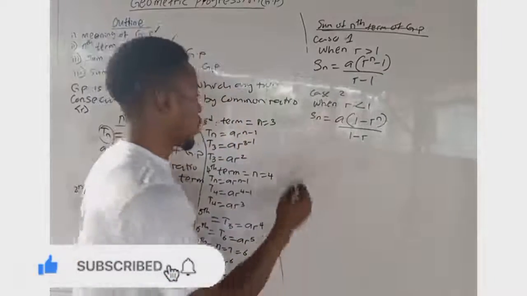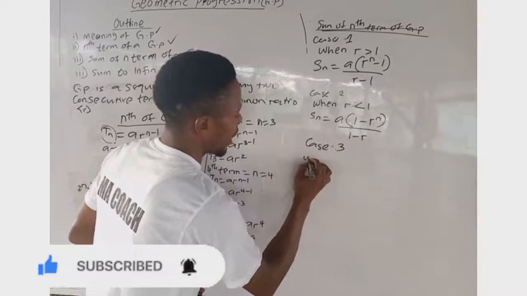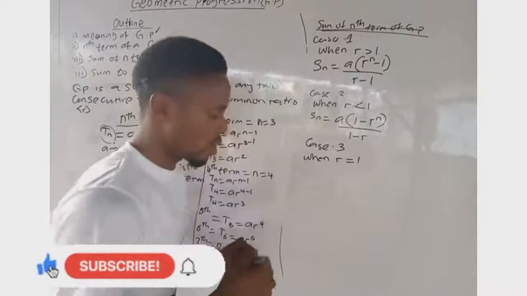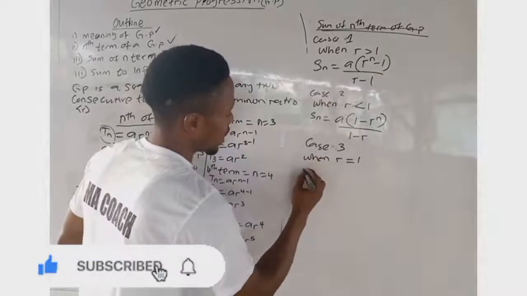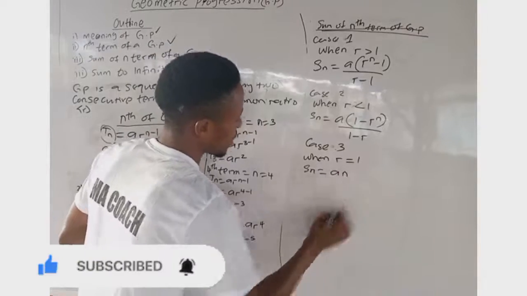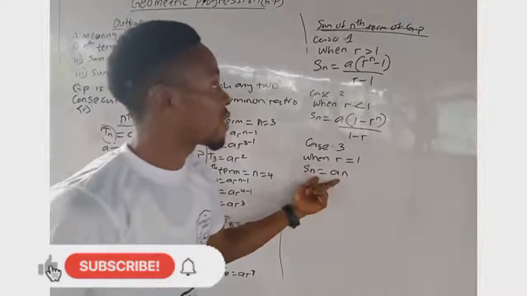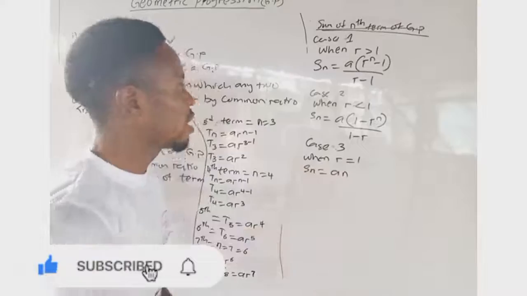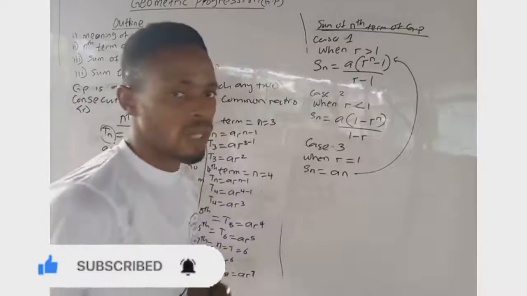And case 3, which is the last case, when r is equal to 1. So for this case, our sum of the GP now becomes Sn is equal to na. So this is the formula to calculate the sum of a GP when our r is equal to 1. Okay? So this is the formula you'll be using to calculate the sum of a GP.